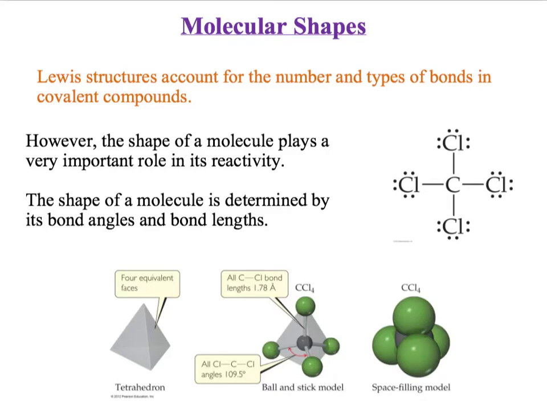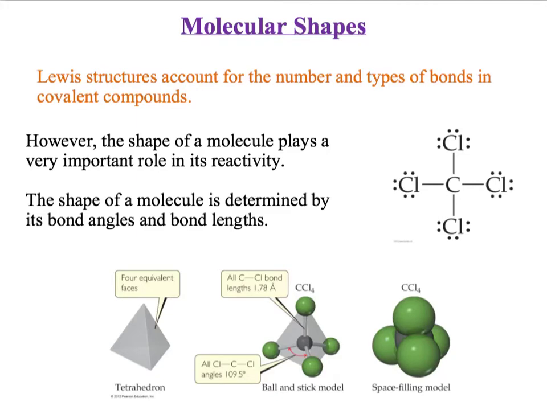Lewis structures only account for the number and types of bonds in covalent compounds. But the shape of the molecule is actually determined by both the bond angles and the bond length. So the shape really plays an important role in reactivity.